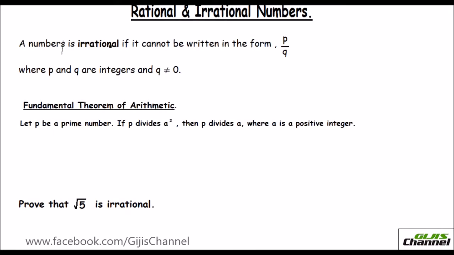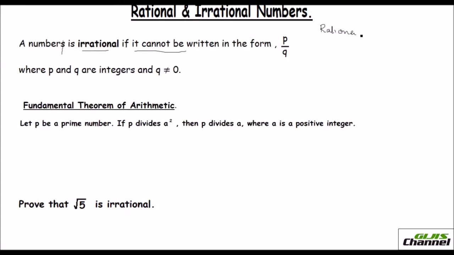So when do you call a number irrational? When you couldn't write it in the form p over q. Here you take p and q as integers and your denominator can never be 0. So your q shouldn't be 0. Any number which you can write in the form p over q, you call it a rational number.